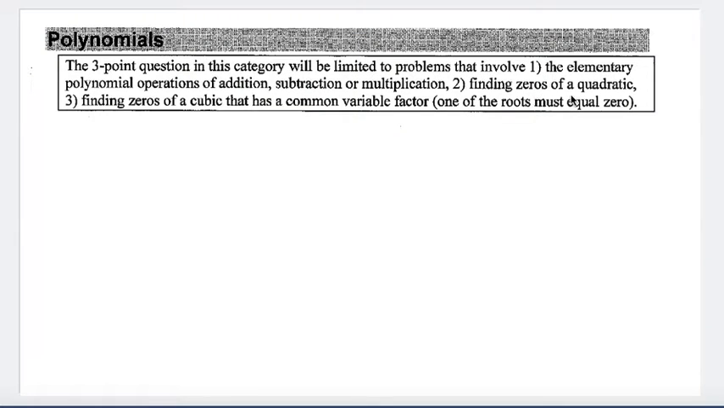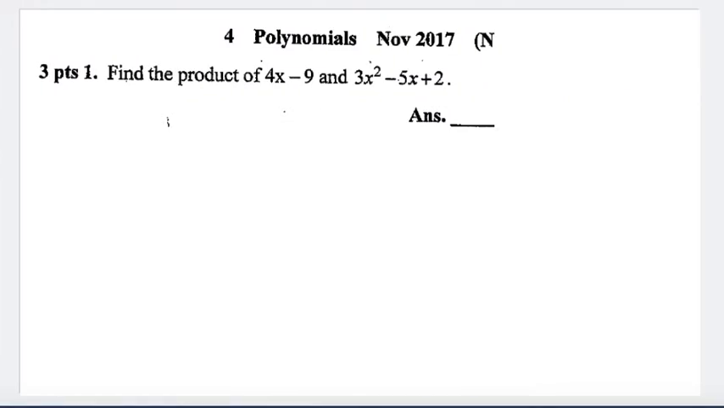Could be finding the zeros of a quadratic, so you could use the quadratic formula or factoring possibly, or finding the zeros of a cubic that has a common variable factor. I have selected 4 problems to do for this video. Find the product of 4x minus 9 and 3x squared minus 5x plus 2. So it's just a straightforward binomial times a trinomial.